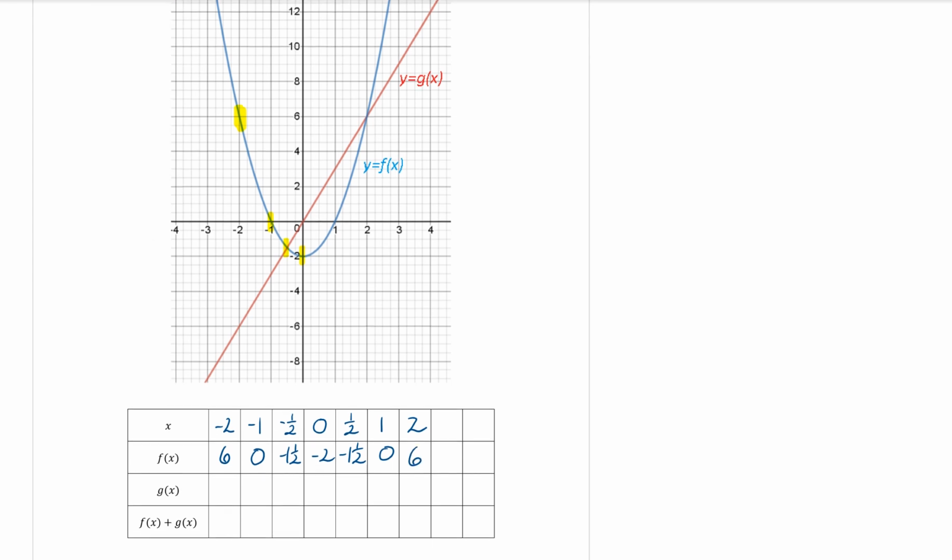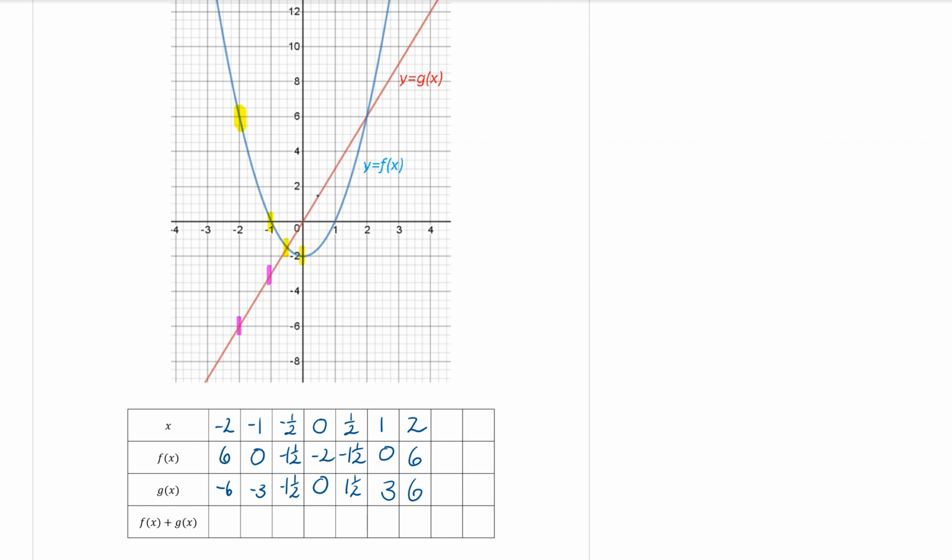Now we want to do the same thing for the g of x line. So using the red line there, when x is -2, we're down here at -6. At -1, the y value at -1 is there, which would be -3. At -1/2, we're at -1.5. At 0, we're going through the origin, so that's 0. At 1/2, we're coming up here to be at +1.5. 1 is 3, and 2, the y value is 6.